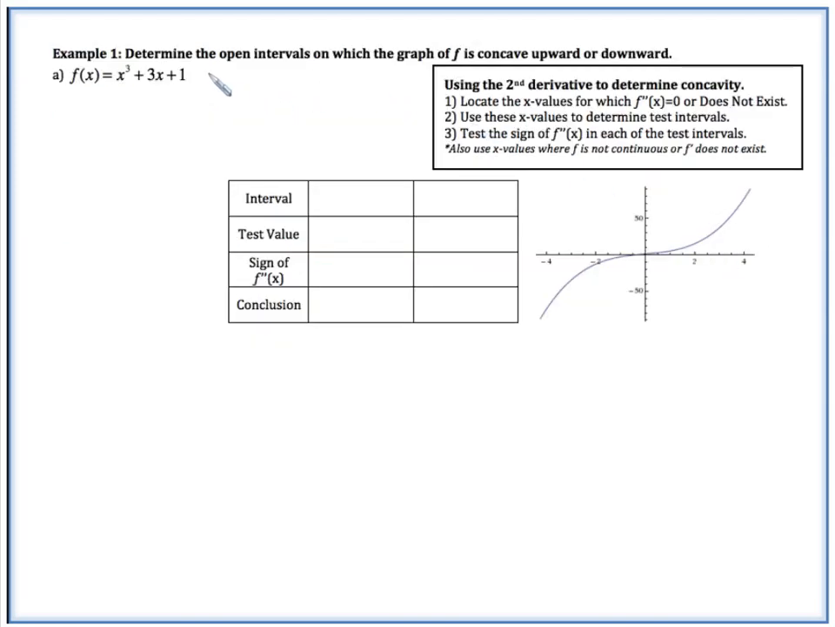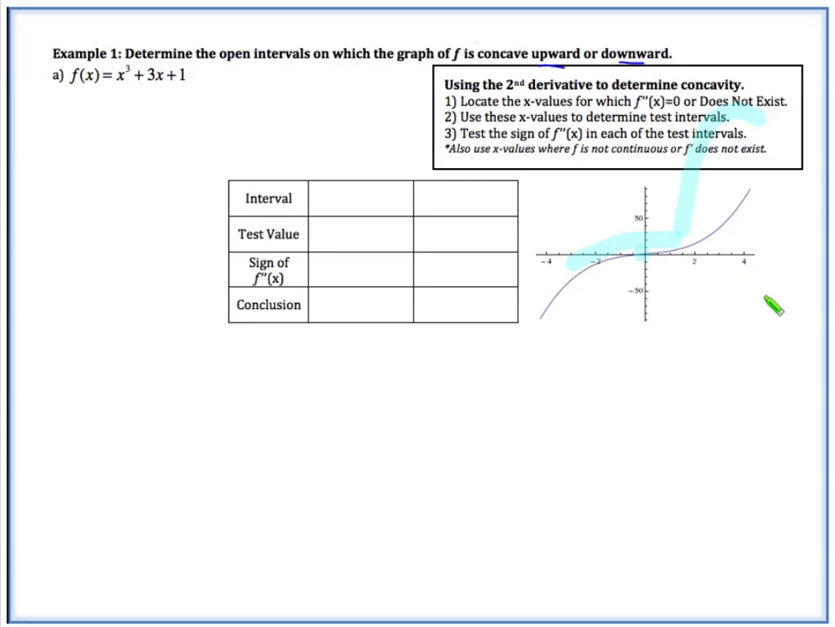So in our first example, it says determine the open intervals on which the graph of f is concave upward or downward. Now, we can look at this graphically, and you can see here we have this sloping down type of effect, and then this curving up type of effect here. So we might assume that it's concave down on this interval and concave up on this interval. Now, if we tried our whole water trick, if I were to pour water into this interval that stopped there, the water would just run right out.